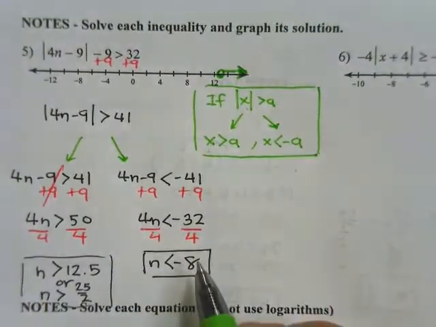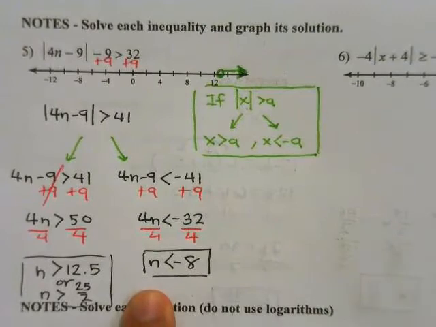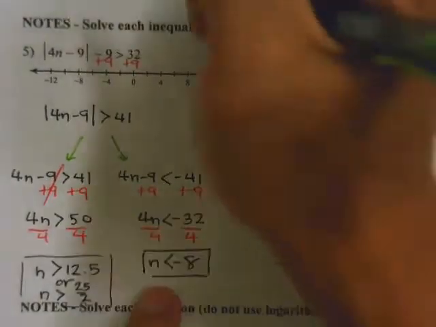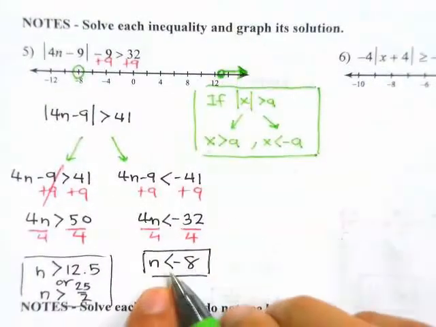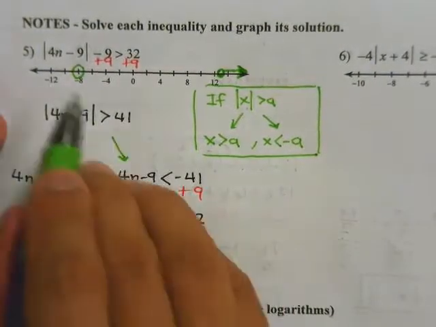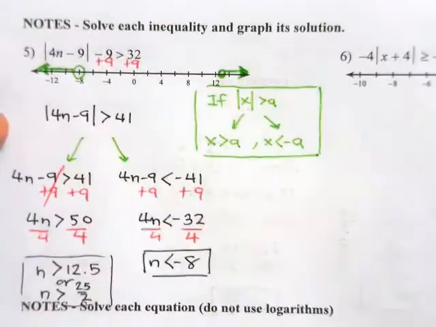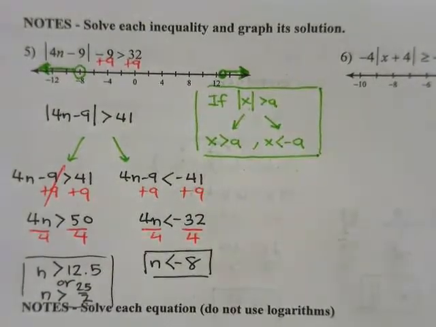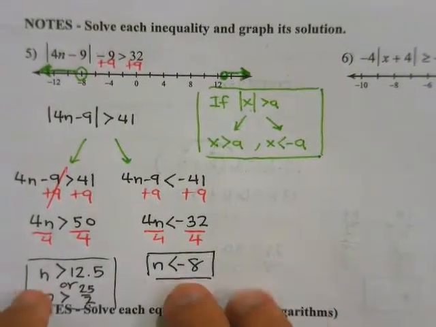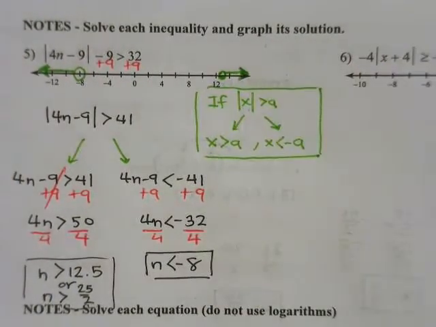And then with that, we also need to add n is less than negative 8. So on the negative 8, we're going to use an open dot again because there's no equal sign. And we want things that are less than that, which is negative 10, negative 12. And then we're going to put that over there. Okay, so those are your solutions, your inequalities and the graph for number 5.